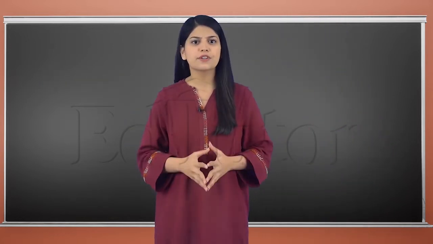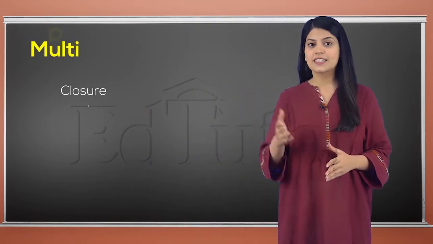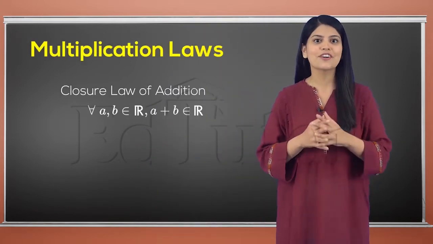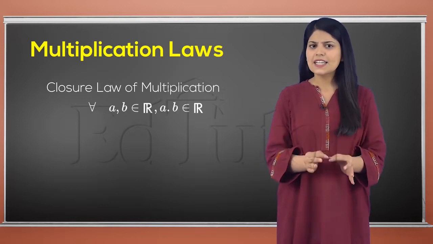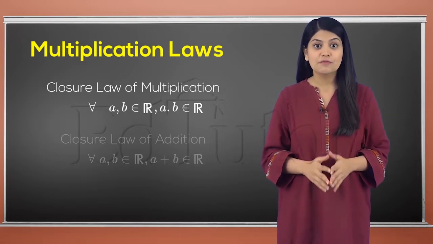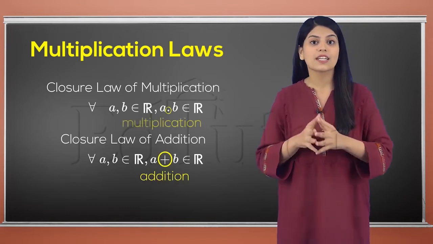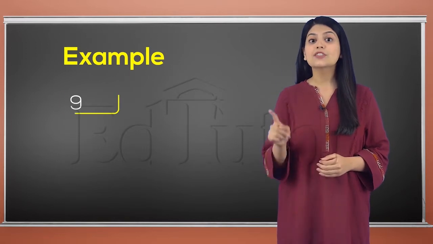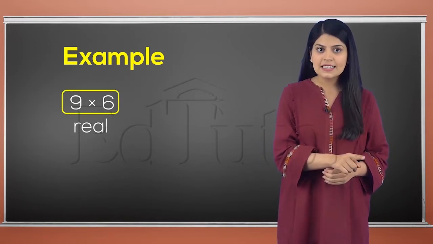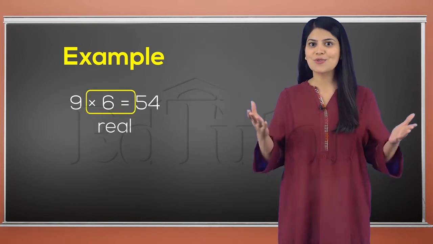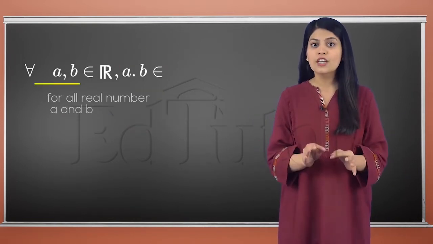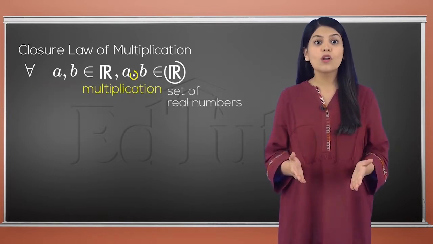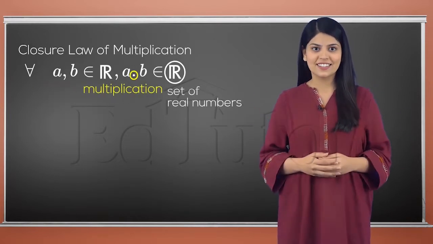They are not very different from the addition ones, like the closure law, which says the sum of two real numbers is also a real number. This applies to their product as well. We just switch the plus sign with the product symbol. Any example? Of course, multiplying real numbers 9 and 6 gives you 54, which is also real. And generally, for all real numbers A and B, their product will always be an element of set R.